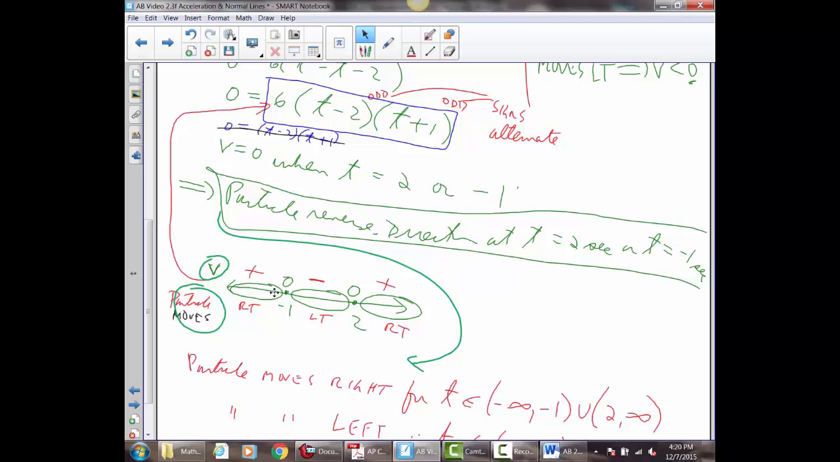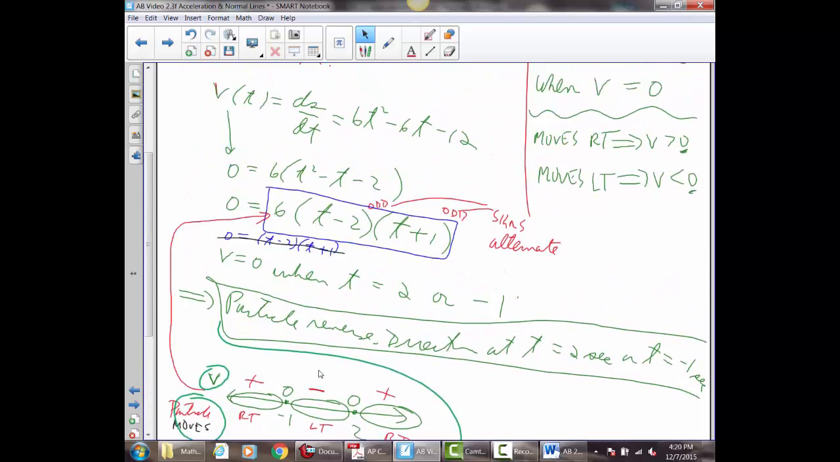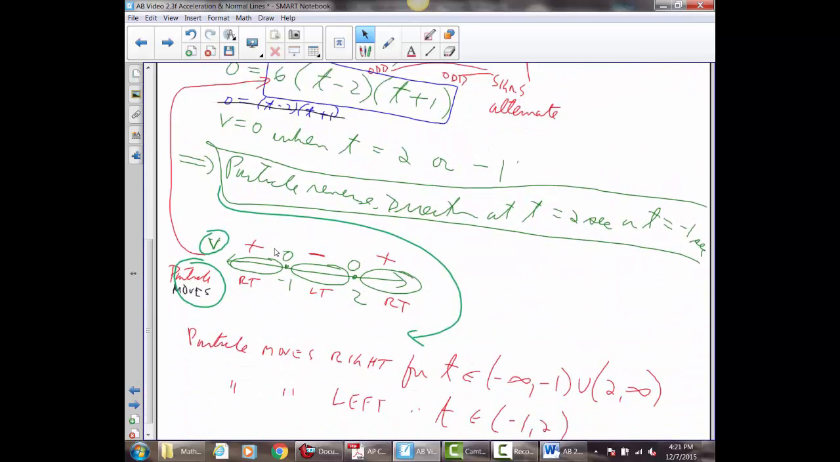It was moving to the right, and now it's going to move to the left, and then it's going to move to the right. So the particle moves to the right for t, element of negative infinity to negative 1 and 2 to infinity. It moves to the left for t equals negative 1 to 2. And of course, it is actually reversing direction at v equals 0.